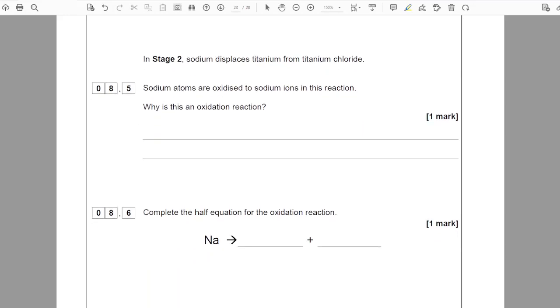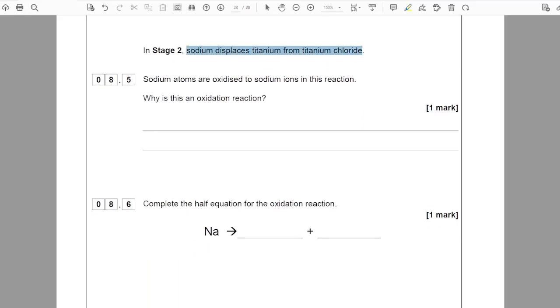8.5. In stage 2, sodium displaces titanium from titanium chloride. Sodium atoms are oxidized to sodium ions in this reaction. Why is this an oxidation reaction? Sodium takes the place of titanium in titanium chloride so that titanium can be extracted. And the way sodium does this is by losing electrons, and that way space is made for chlorine to bond with sodium, and so titanium is extracted. Regardless, in principle, the definition of oxidation is to lose electrons or to gain oxygen. So simply sodium loses electrons.